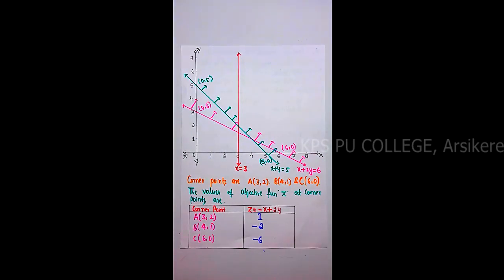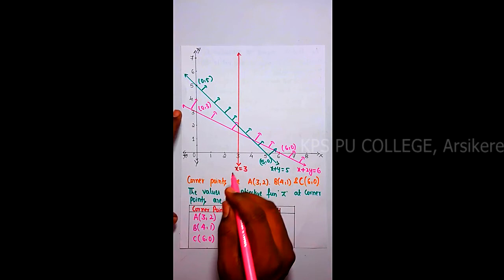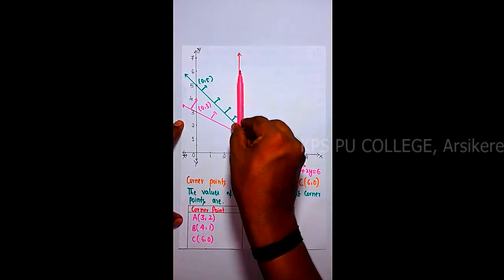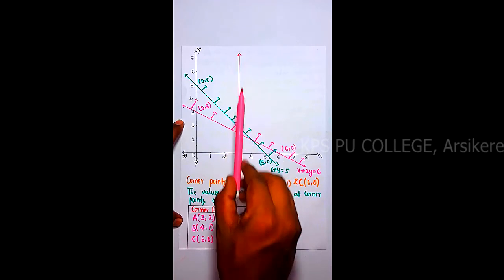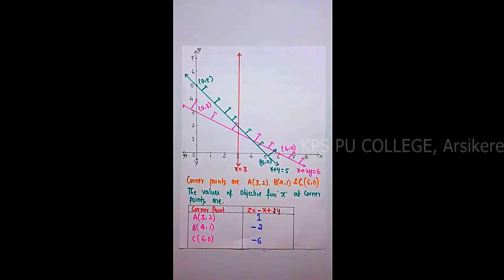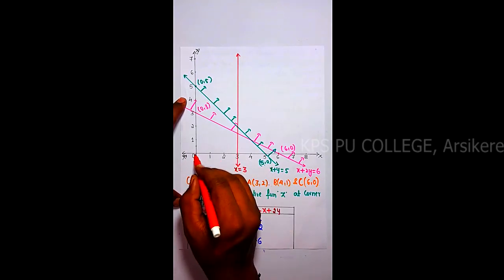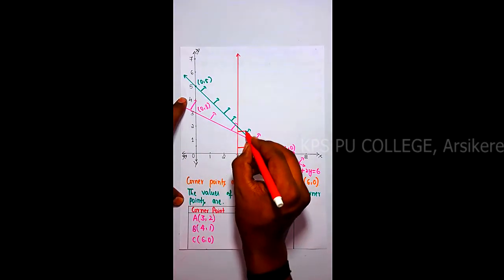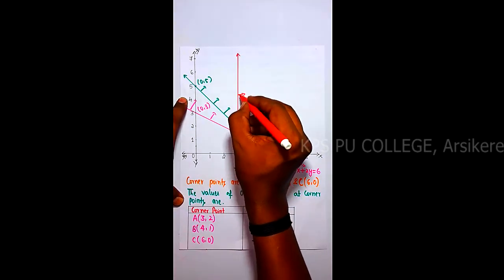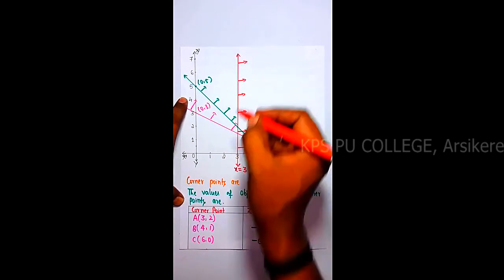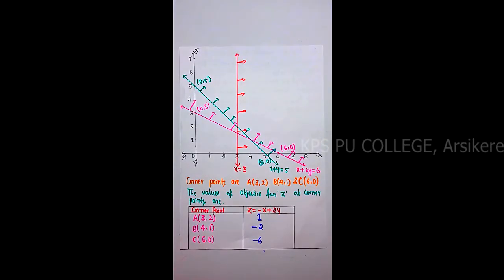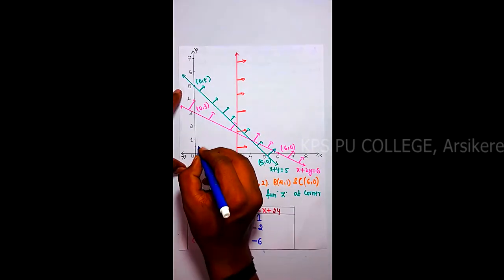Okay, next another inequality. x greater than or equal to 3, and x is equal to 3. Draw the line which is perpendicular to the x-axis or parallel to the y-axis at the point x is equal to 3. x greater than or equal to 3: the solution region is away from the origin, it means here it is opposite to the origin. And also given y greater than or equal to 0. y greater than or equal to 0 means here we get this one.